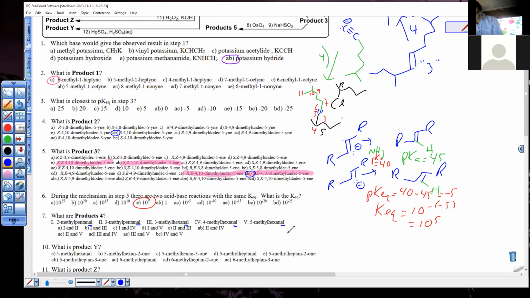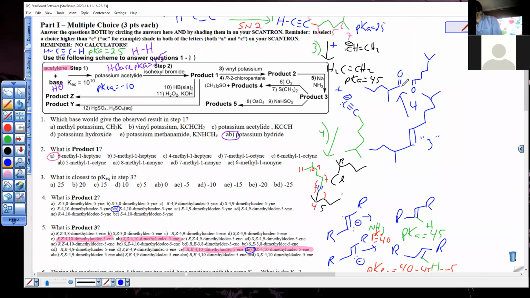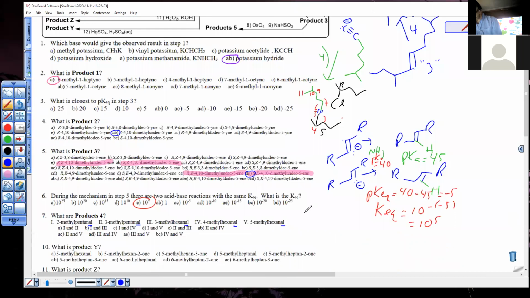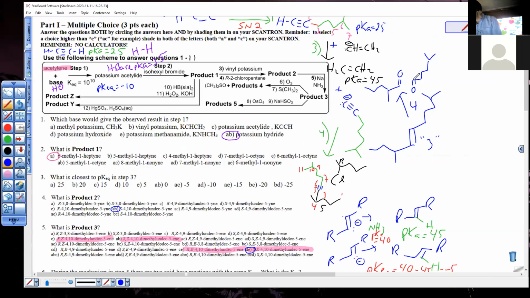And let's see. This is a 1, 2, 3, 4, 5 carbon aldehyde with the methyl on 2. 2-methyl pentanal. Check. And this one is 1, 2, 3, 4, 5, 6.